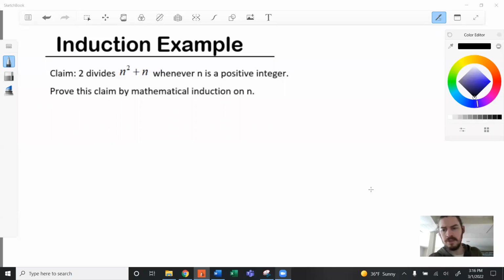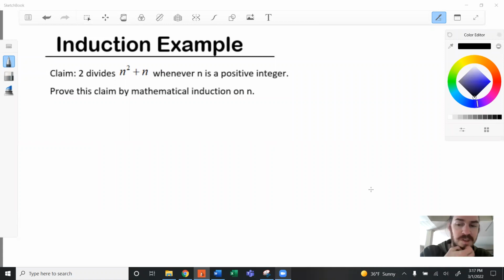All right, so let's do another example of induction. This time I'm going to prove a claim about divisibility. So here the claim is that 2 divides n squared plus n, whenever n is a positive integer. So in other words, n squared plus n, whatever you pick for n, is going to be an even number, right? Or you can write it as 2 times some other integer.